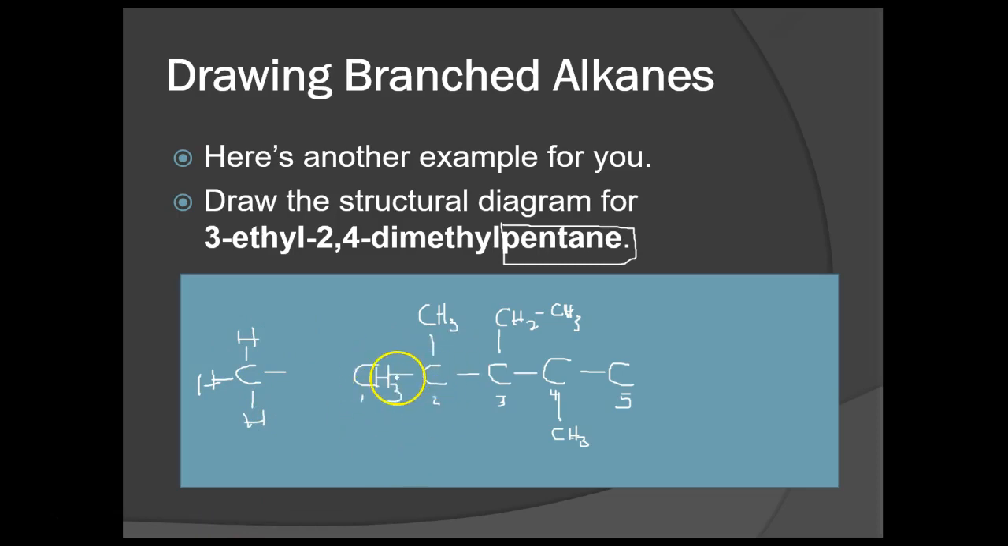The middle carbon here has 1, 2, 3 bonds already on it, so we're going to need another hydrogen. This carbon here has 1, 2, 3 bonds on it, so it's going to need another hydrogen. This carbon here has 2 bonds on it, so we're going to need 2 hydrogens. And this carbon here has 1 bond, so it's going to need 3 hydrogens.